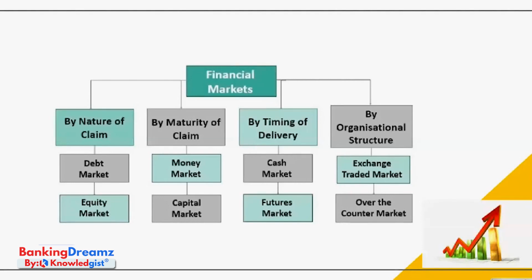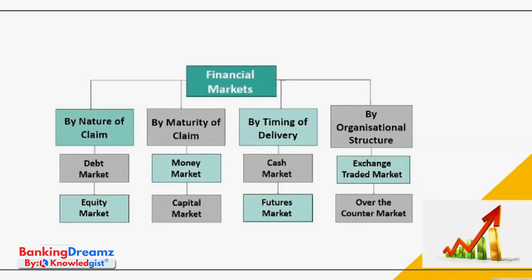So when you issue a bond instrument or a debt instrument, you take a loan from the public. The claim of the public or the bond holder on your company is like a lender, and you become a borrower. So the nature of claim differs. In case of equity market, what happens? The shareholder or the equity holder is the owner of the company. Is it clear? So if we segregate financial markets based on the nature of claim, it is of two types: debt market, equity market.